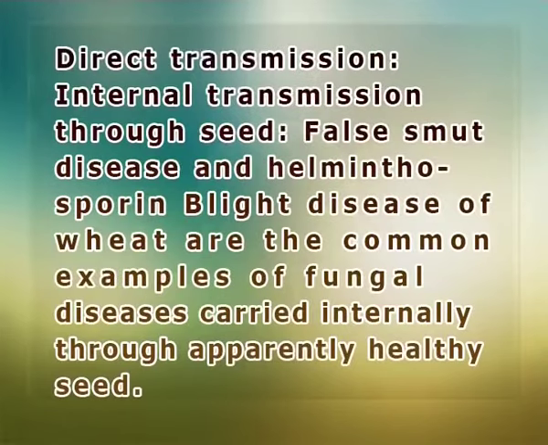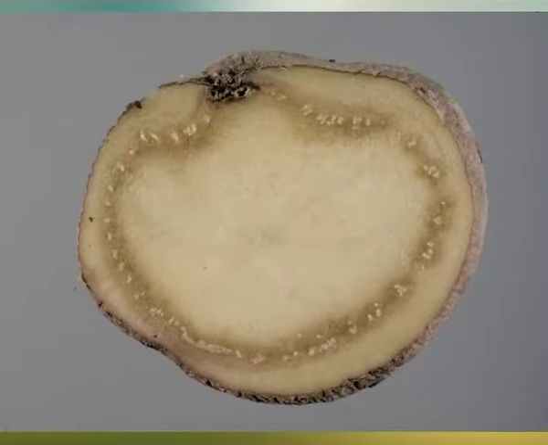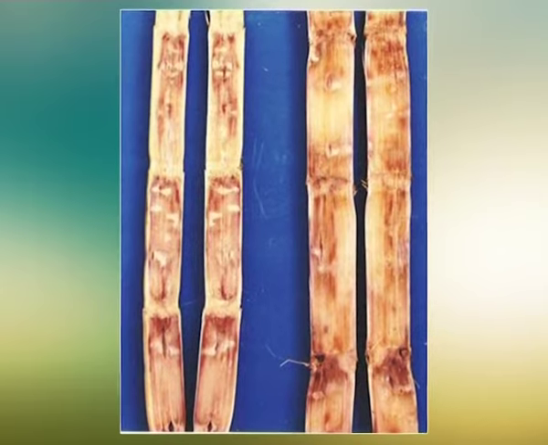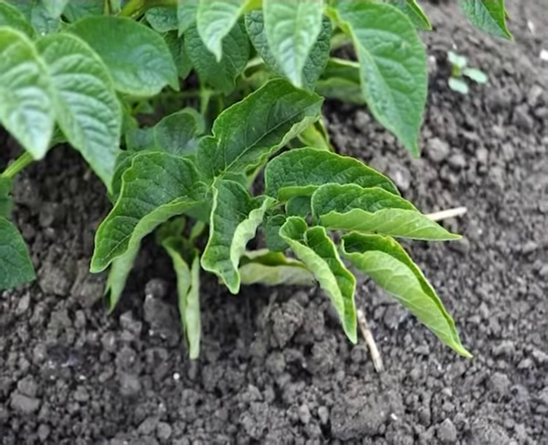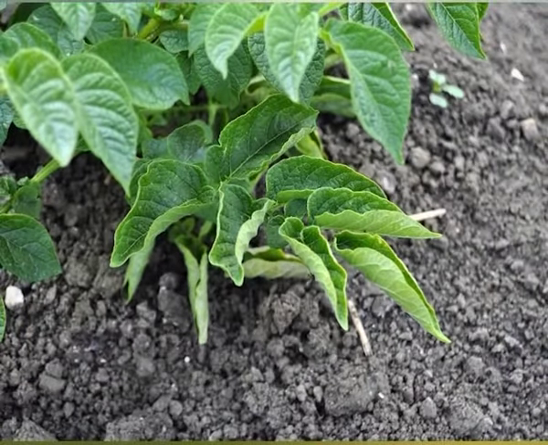Direct transmission. Internal transmission through seed. False smut disease and Helminthosporium blight disease of wheat are common examples of fungal diseases carried internally through apparently healthy seed. Ring rot and brown rot of potato caused by bacteria are carried internally through the tubers. The well-known whip smut and red rot of sugarcane are fungal diseases carried internally in the planting sets. Mosaic and leaf roll of potato, which are viral diseases, are also carried inside the infected tubers.